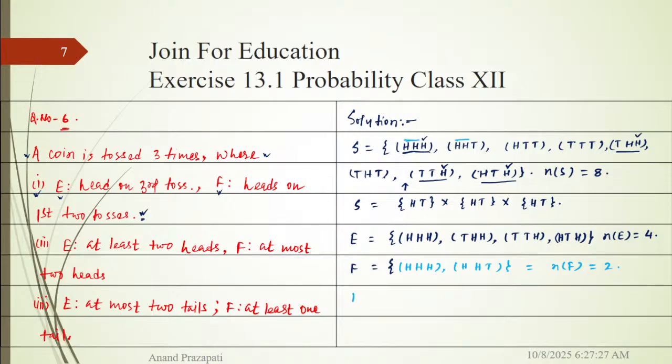Now we find out E intersection F. Then E intersection F will be HHH and HHT, so only we write down HHH. So this one will be what? Number of E intersection F equals 1. There is no problem to understand up to this step.